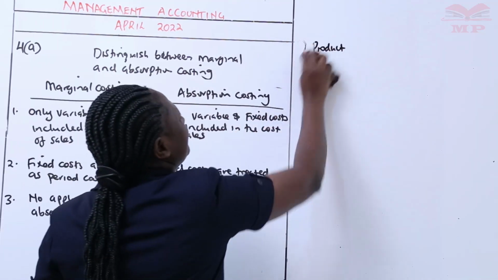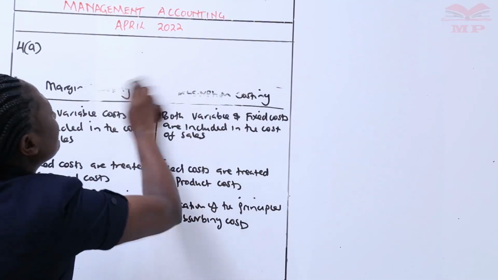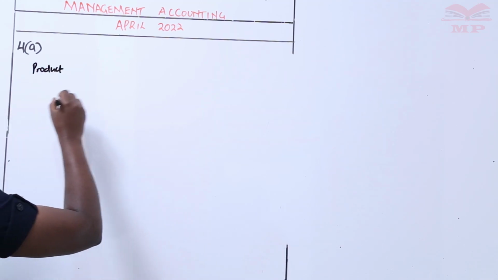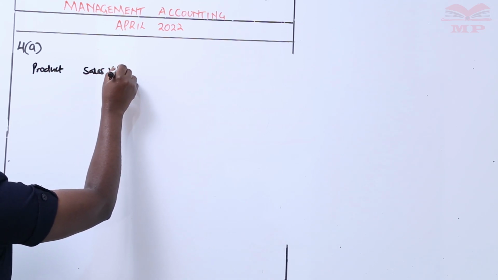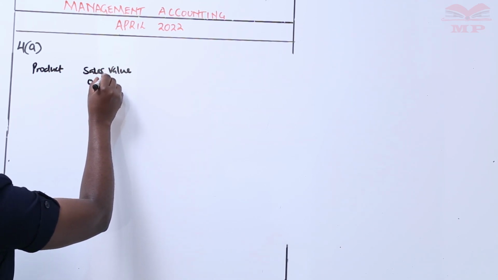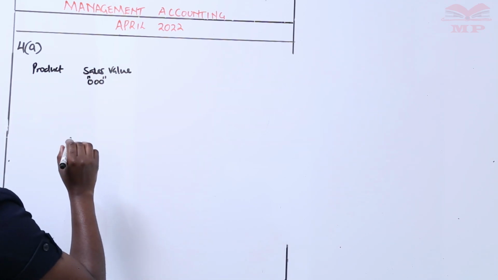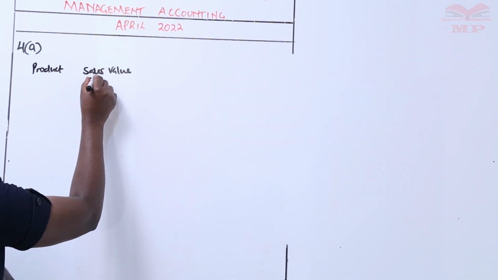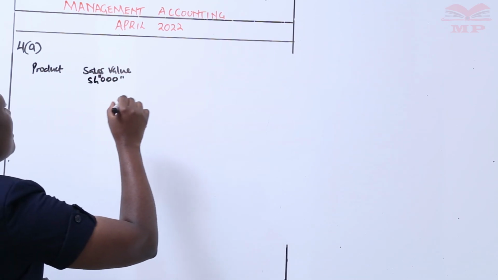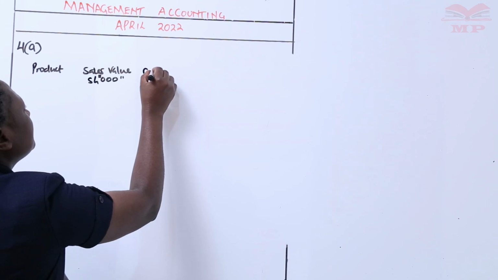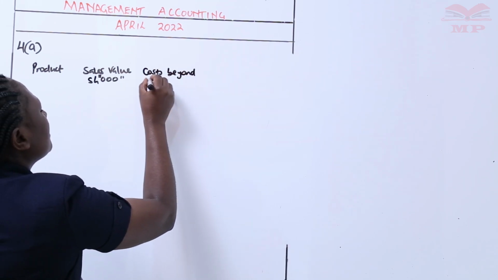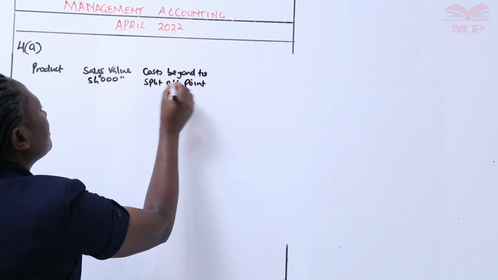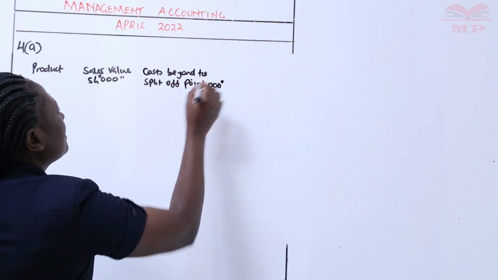So we will calculate it as follows. Remove this. So we show the product sales value, which is in thousands of shillings. We need to show the costs beyond the split off point, which are also in thousands of shillings.